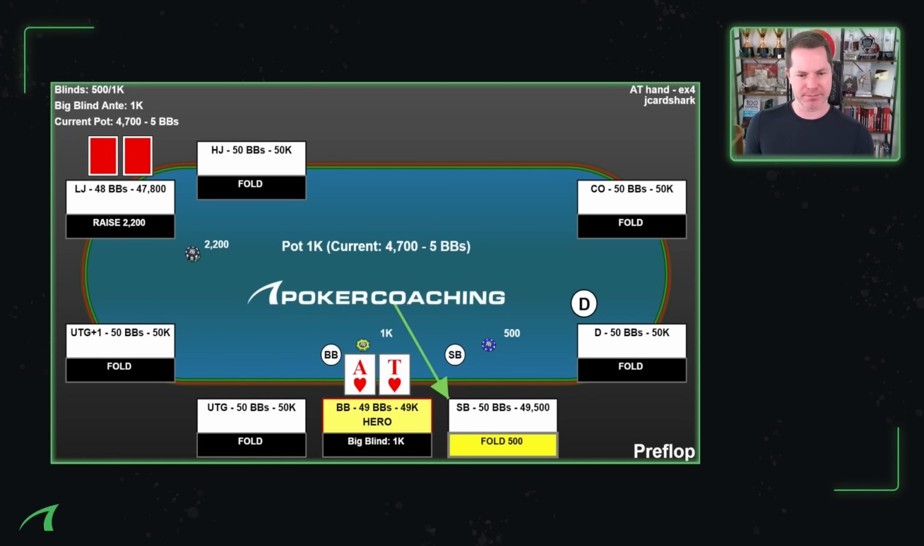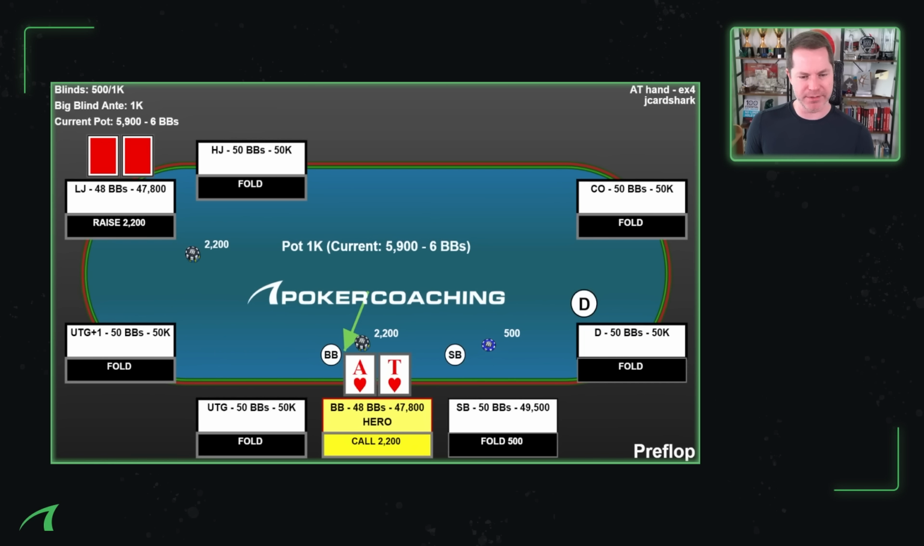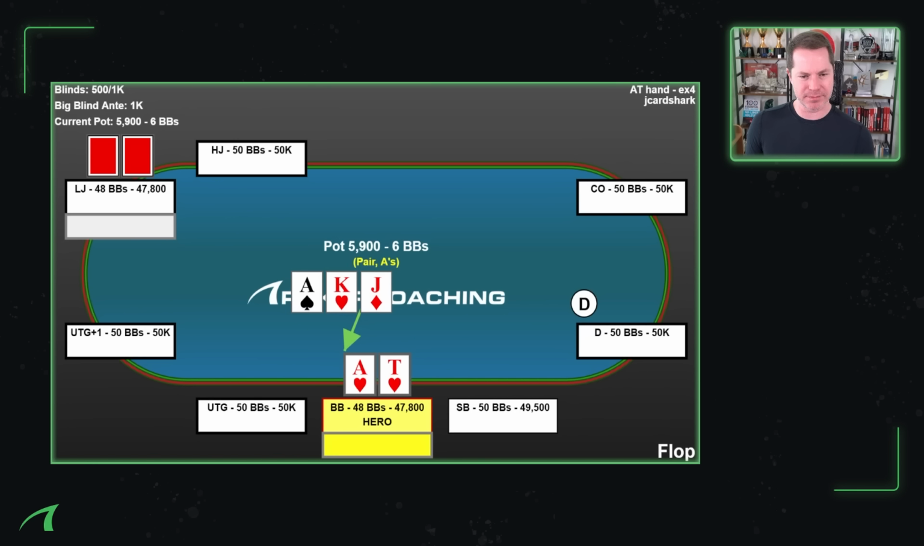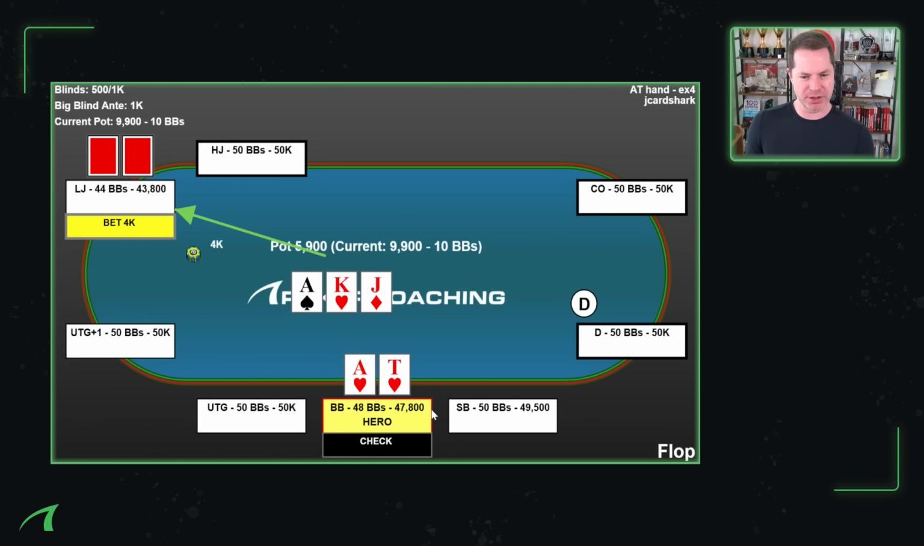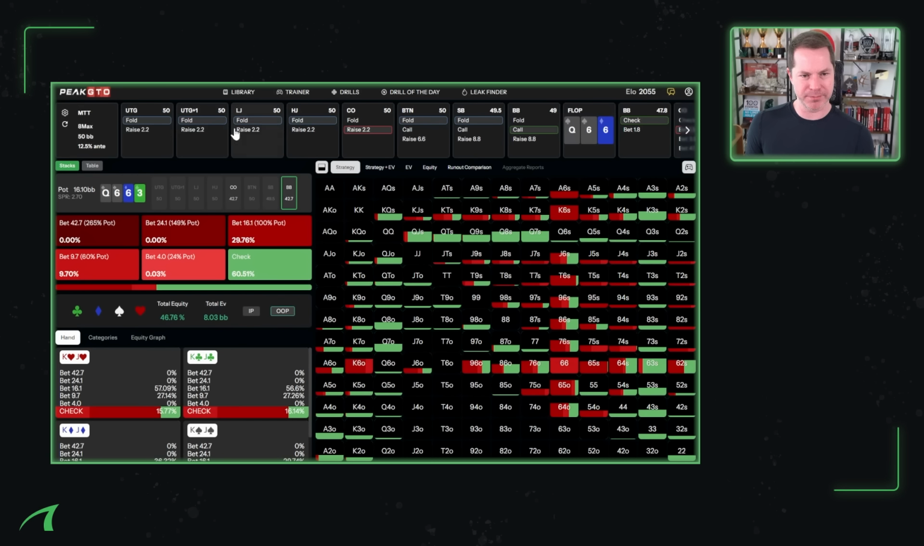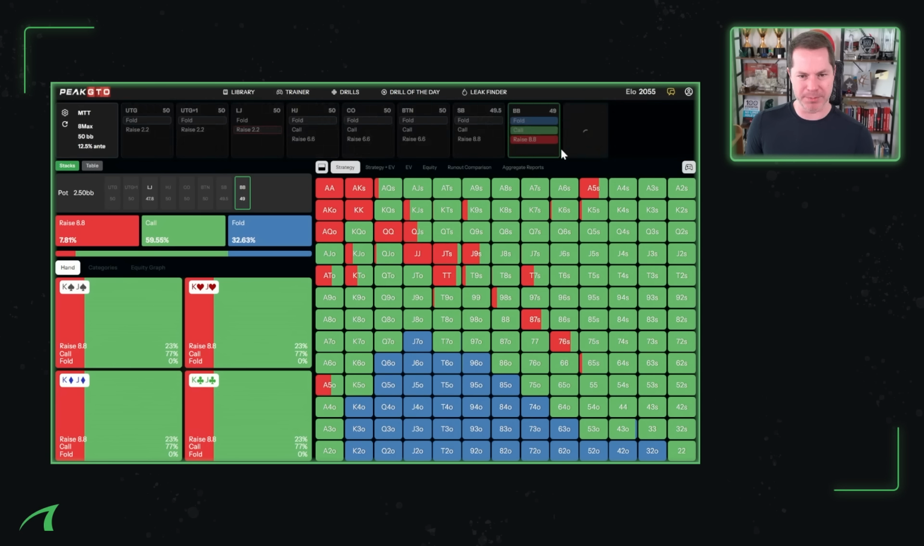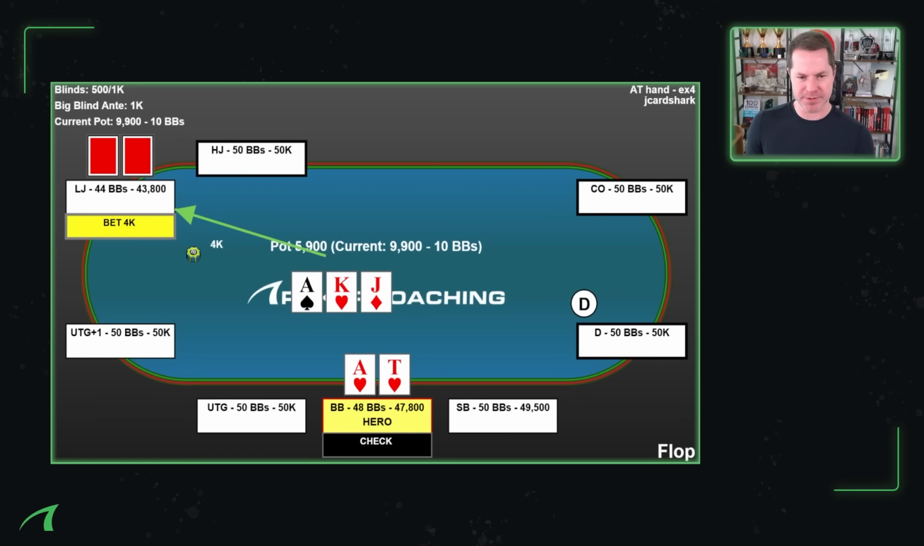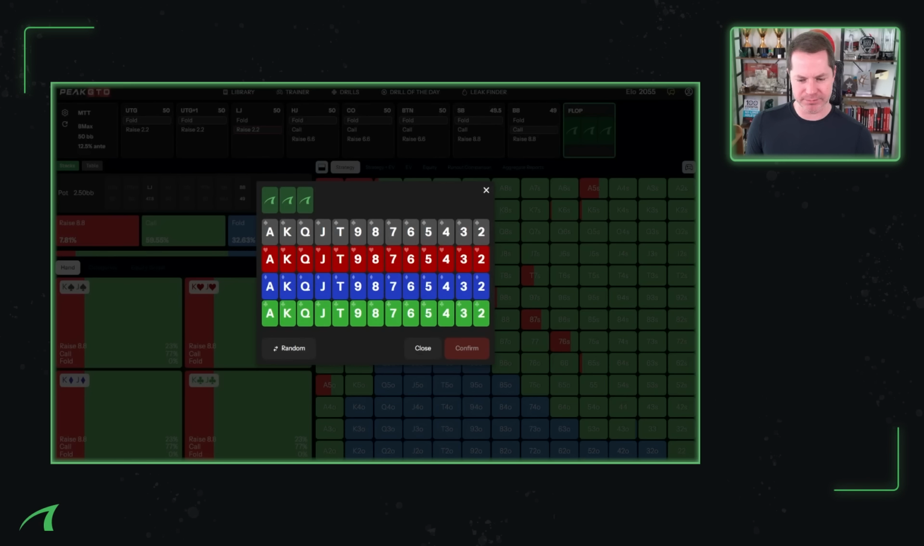Ace 10 of hearts. Low jack raises. We call the big blind. Ace, king, jack. We check. They bet. We're going to call. Let's just go ahead and get this lined up in the solver. We can go through it as we go. Low jack raises. Folds around to us. We call the big blind with ace 10 suited. It comes ace, king, jack.